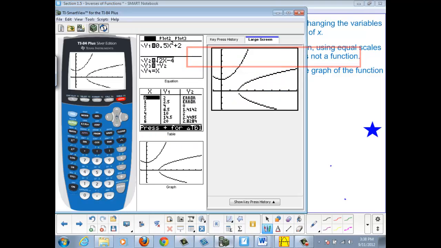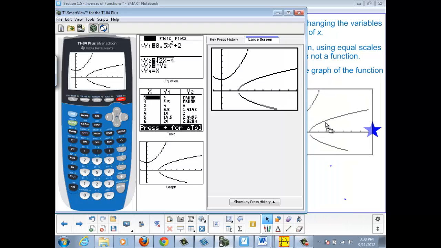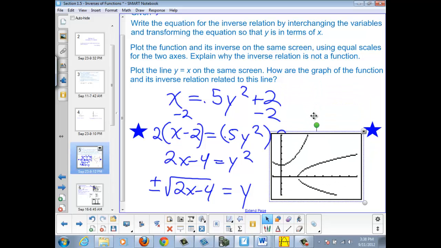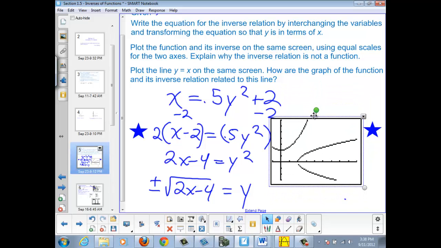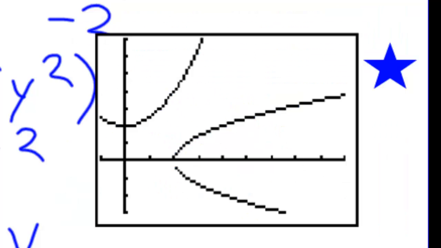If we go back and take a look at the graph, let's pull that over into our board. If we take a look at the inverse here, we can see that for values of x where we have values of y, we actually have multiple values of y, which violates the definition of a function. We have two values of y for the same value of x.